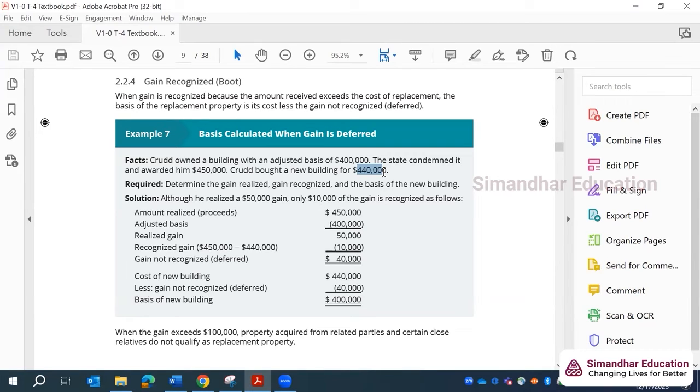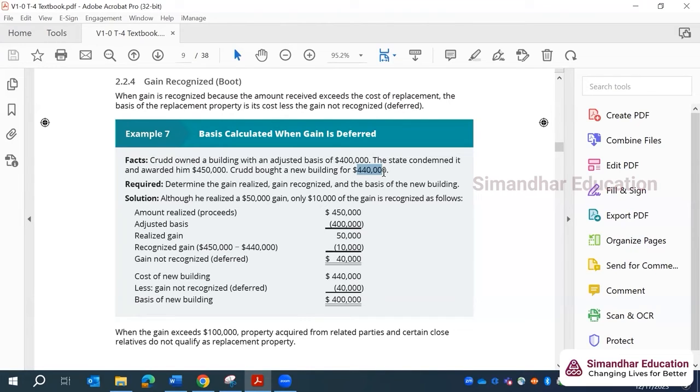Now, if this number is changed, what will be the basis of the new property? And will there be any gain recognition in this transaction or not? So what will be the basis of the new property, and if there will be any gain recognition in this transaction. I am now changing the purchase price of the new building to $500,000.